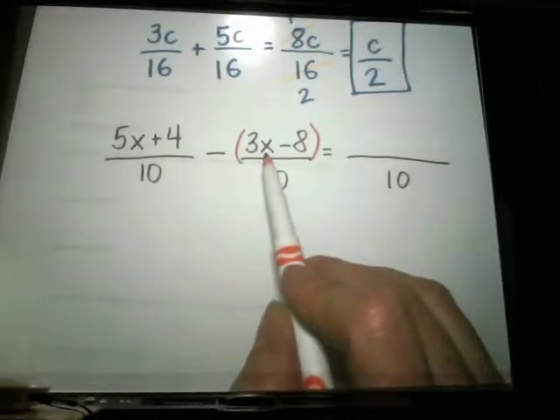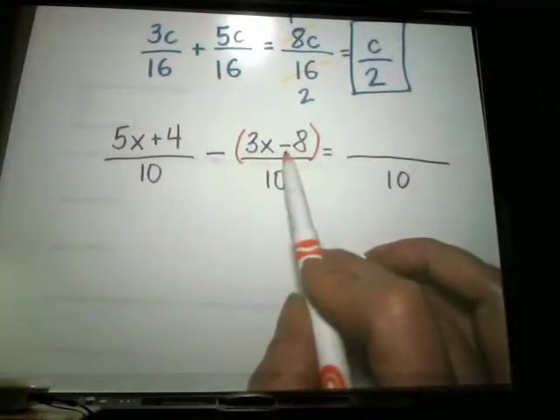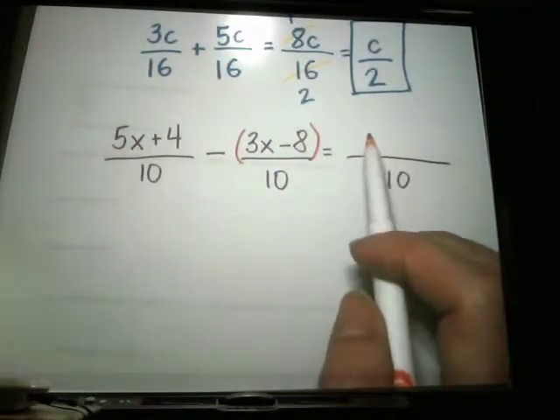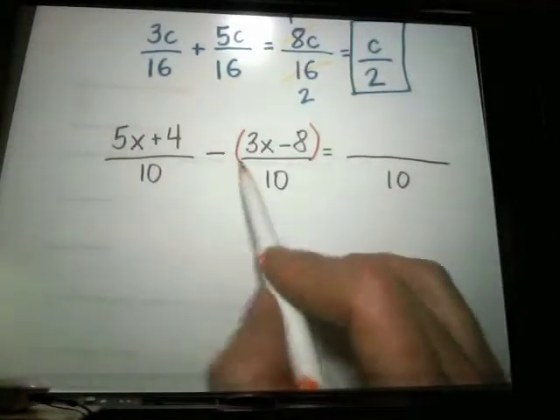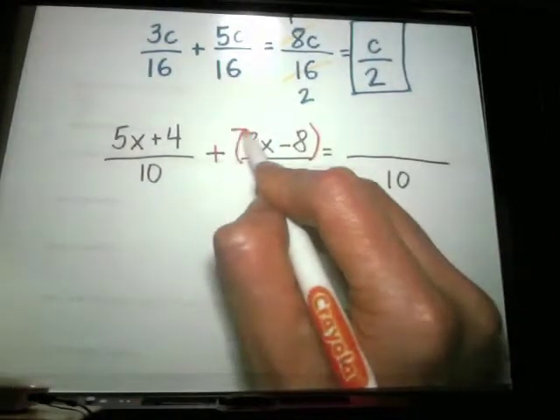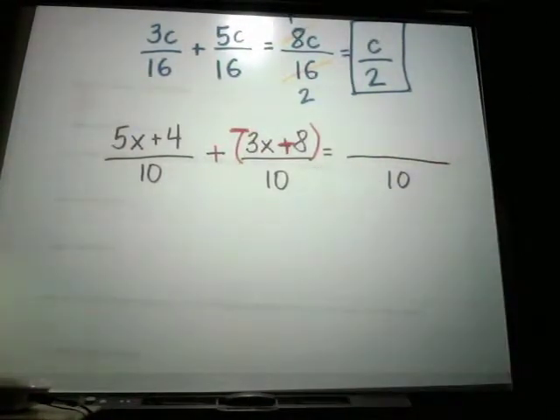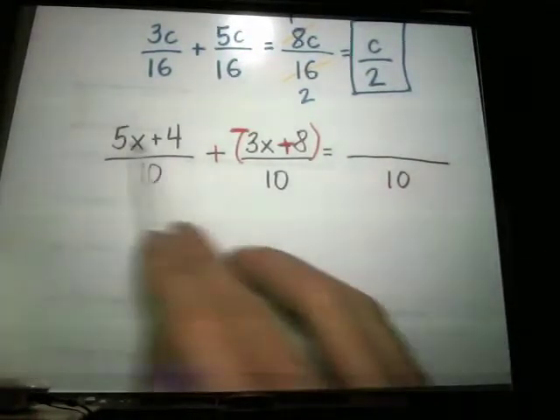Because it's minus a 3x, and almost everybody will get that, minus 3x. But then the part people forget is it's also minus negative 8, and that makes it a positive. So when we're subtracting a binomial, we're going to change it to adding the opposite. And if you change all the signs to their opposite, now you won't have as much to remember when you start going across the numerator.